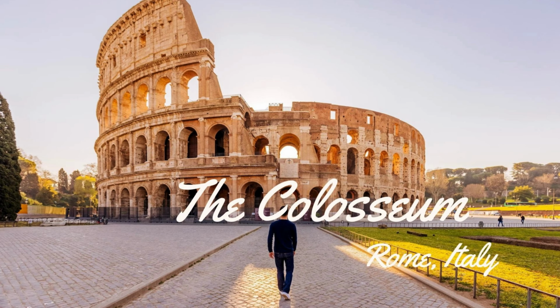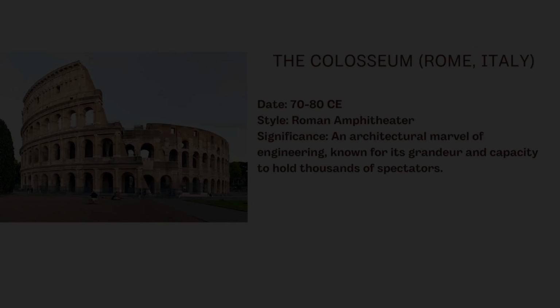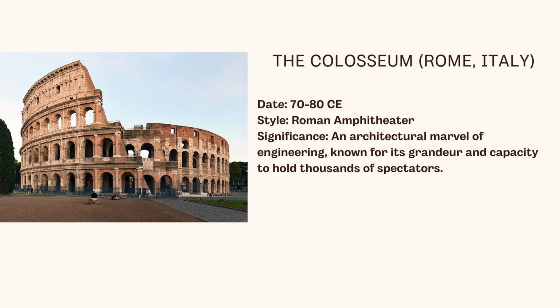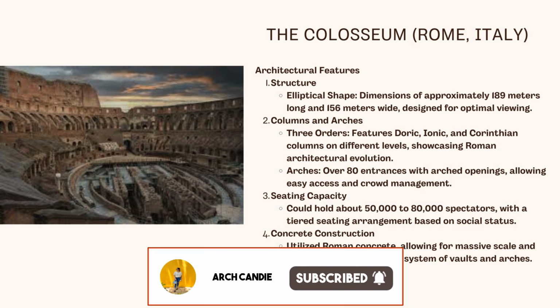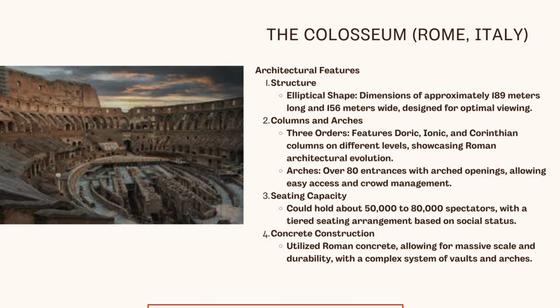Second one is the Colosseum, Rome, Italy, dating back to 70 to 80 CE. Style is the Roman amphitheater. Significance is an architectural marvel of engineering known for its grandeur and capacity to hold thousands of spectators. Architectural features: it has an elliptical shape, with dimensions of approximately 189 meters long and 156 meters wide, designed for optimal viewing. Three orders feature Doric, Ionic, and Corinthian columns on different levels, showcasing Roman architectural evolution.